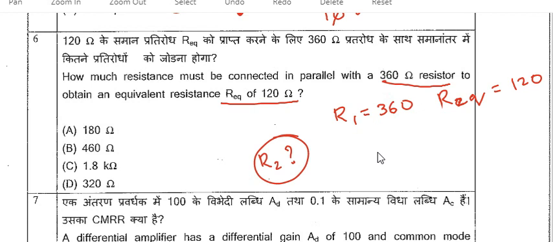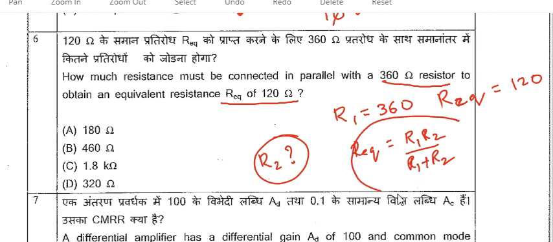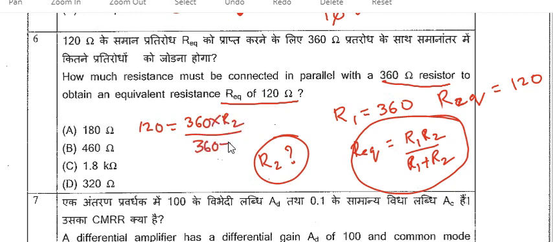How can we find it? We know that in the parallel case, R equivalent is equal to R1 into R2 by R1 plus R2. By using this, we can find it out. So now, R equivalent, I am writing here, 120 is equal to 360 into R2 divided by 360 plus R2. Now if we send this to this side, it will multiply.